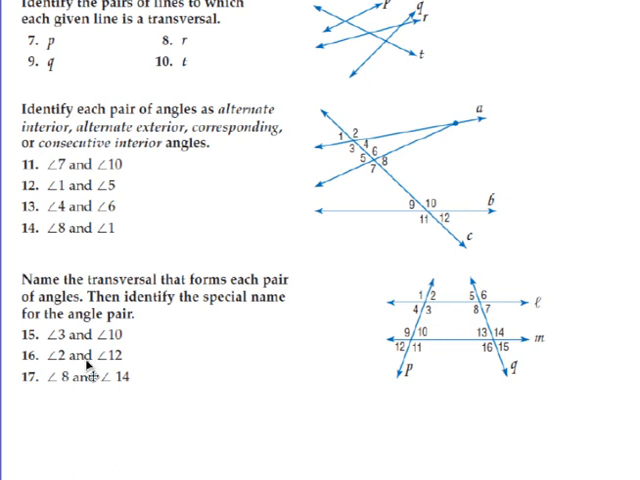All right, 2 and 12. 2 and 12 are outside of lines L and M, and the transversal is again P. So 2 and 12 is alternate exterior. Why? Because 2 is on the right of the transversal, which is line P, and 12 is on the left. 8 and 14, its transversal is different. It's Q, but it's still inside of lines L and M. So then 8 and 14 are alternate interior. Why is it alternate? Because one's on the left, one's on the right.